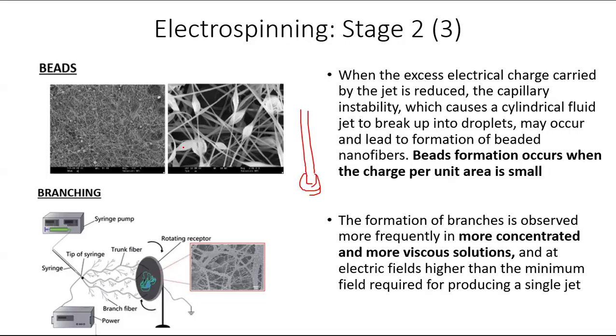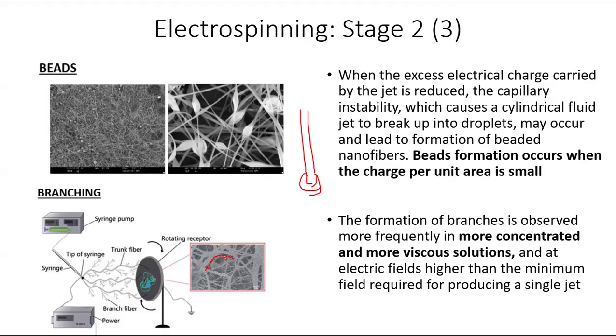So therefore, you can see if you do not control the flow rate accordingly, with the applied electric field and distance between the tip and the collector plate, bead formation will occur, and this will be more prominent when the charge per unit area is small. When the charge per unit area is small, this bead formation can happen. And you can also see these types of branching can happen. So these are not the usual format of a nanofiber mesh.